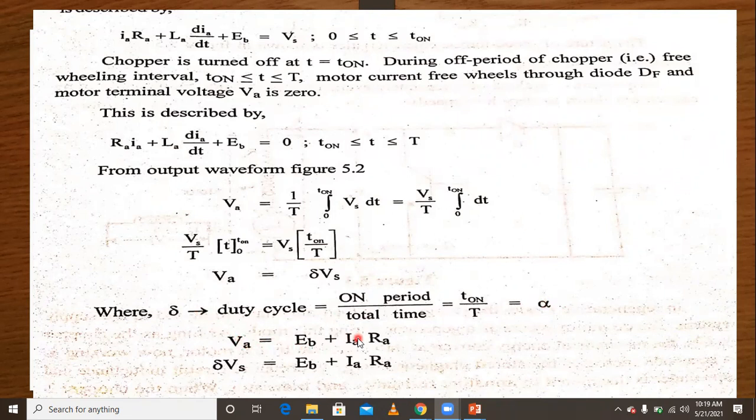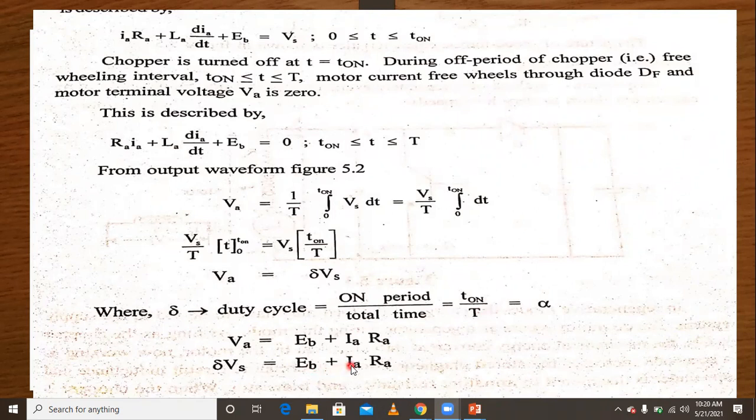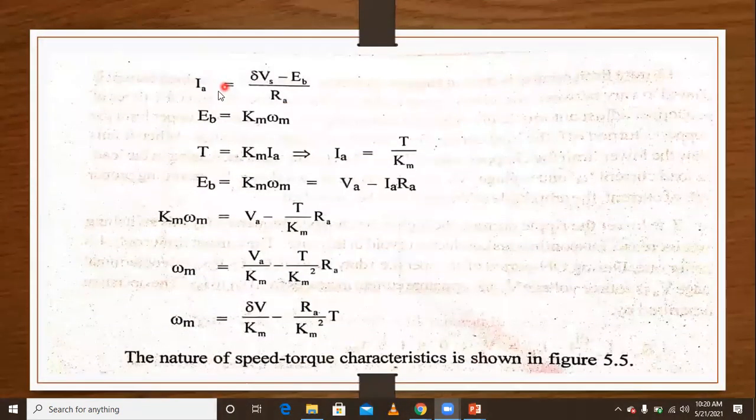VA is equal to EB plus IA into RA. So substitute VA equal to delta times Vs here, and simplify: IA is equal to delta Vs minus EB divided by RA. You know the relations for the back emf of the motor: EB is equal to Km into omega, and torque is equal to Km into IA. Then IA is equal to torque divided by Km.